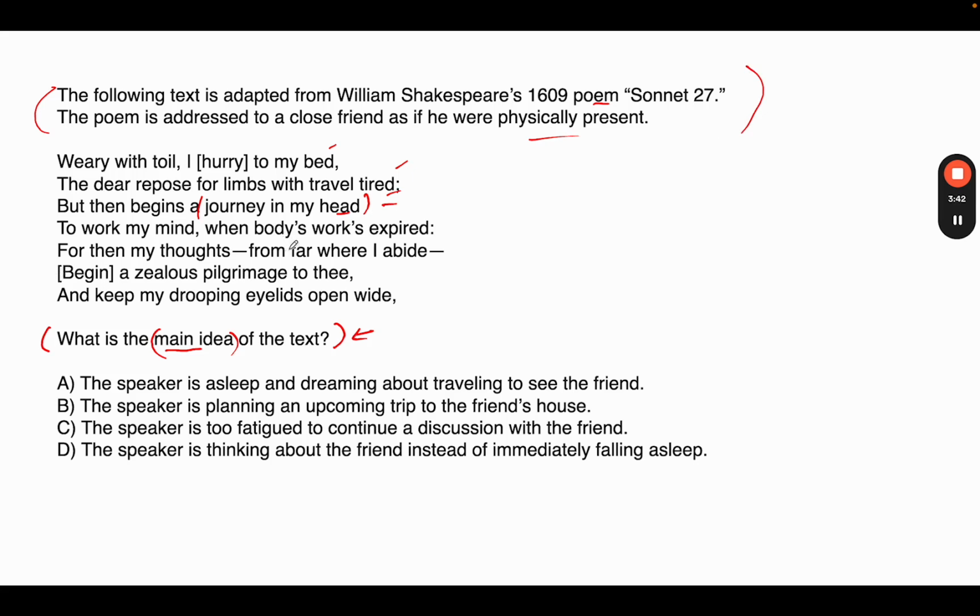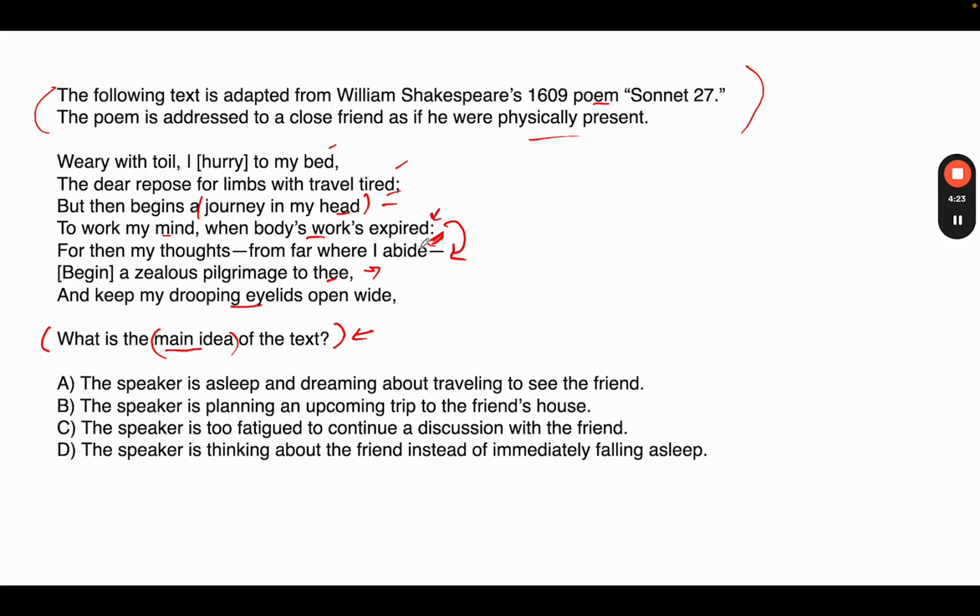To work my mind when body's works expired. So the body is not functioning anymore, but the mind is. There's a colon over here, so whatever he's thinking about is being explained after the colon. Know your punctuation, guys. Understanding how punctuation is being used is going to be very helpful. Now let's read the next sentence. For then my thoughts from far where I abide begin a zealous pilgrimage to thee and keep my drooping eyelids open wide. So his drooping eyelids are open wide, and thee is most probably referring to the friend.